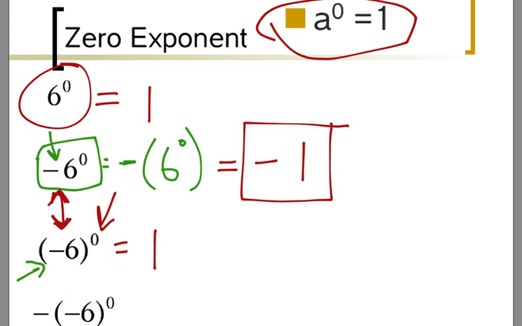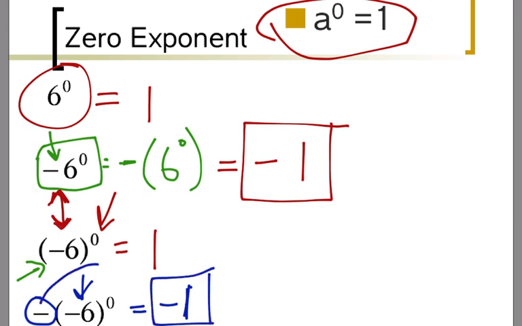Now the second problem you can see, the 6 to the 0 power, that's 1. Then there's a negative sign on the outside. So the answer here will be negative times the 1. So the answer is negative 1. The negative came from the outside and is sitting in there, whereas the 1 came from inside the parentheses.